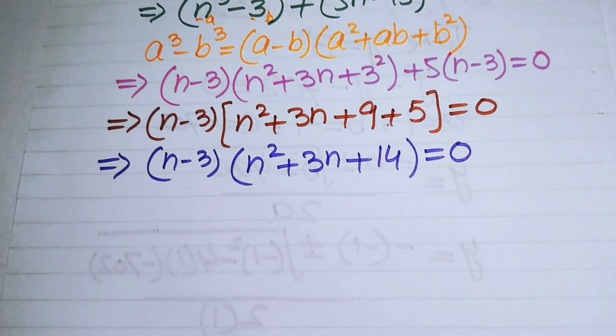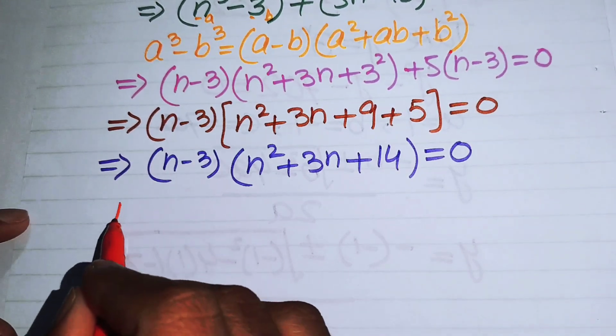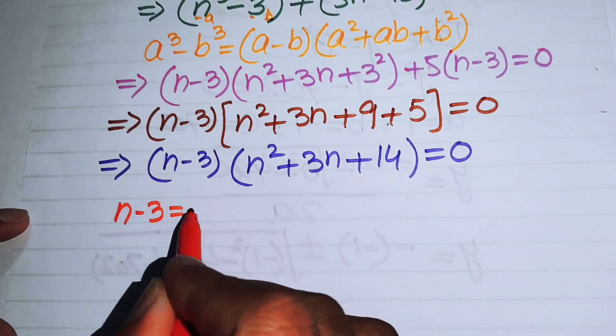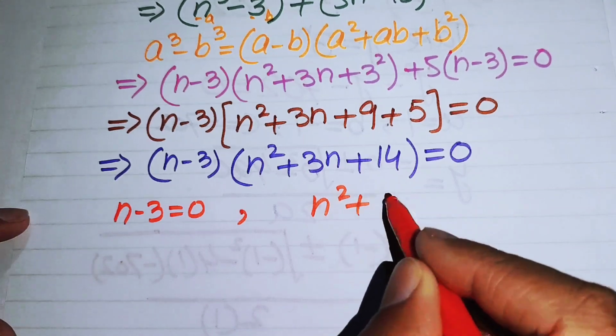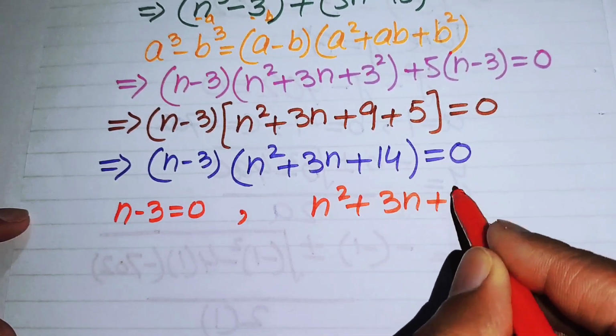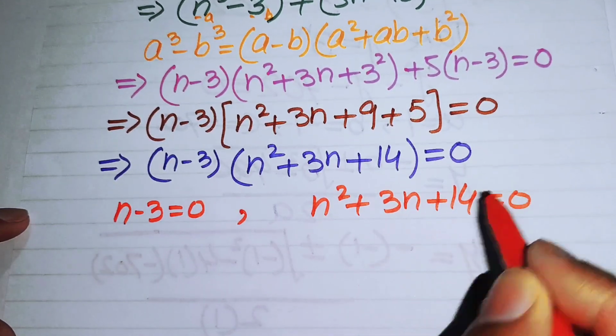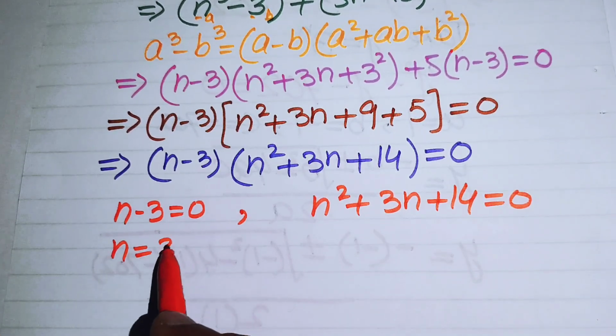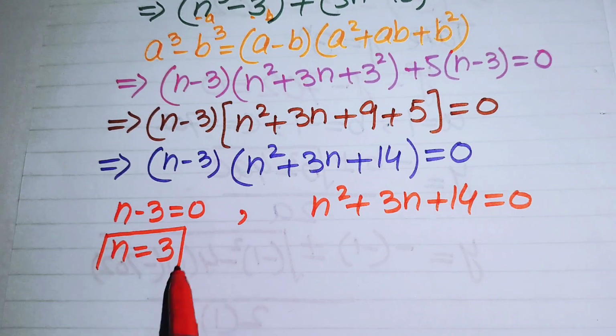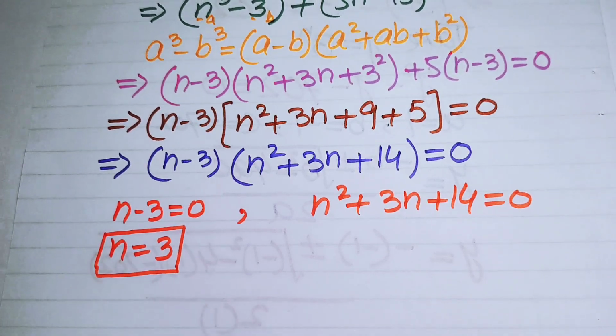So here we have two cases. The first case is we write n minus 3 equals 0, and the other case is we write n squared plus 3n plus 14 equals 0. So in this case you will easily get the value of n equals 3. So this is our first real root of this equation.